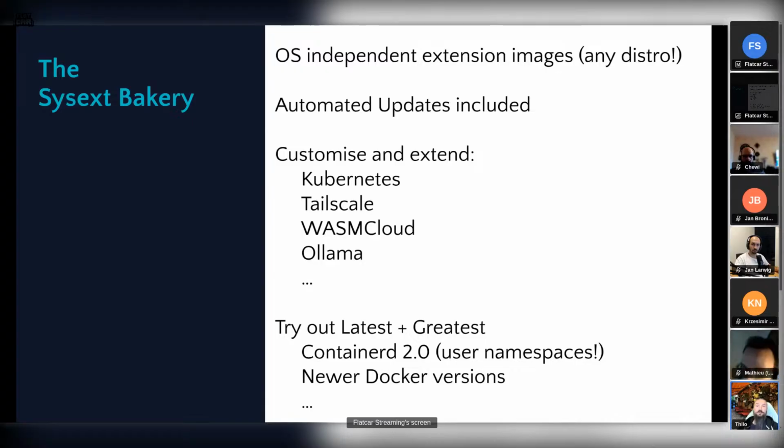It'll also allow you to pilot and test drive the latest and greatest stuff that we haven't integrated in Flatcar yet. Most notably right now, that's Containerd 2.0, which offers user namespaces and a lot of other new features. We haven't fully integrated it in the base image yet, but you could mask the Containerd that is shipped with the base image and go with the Containerd from the bakery, or test drive entirely new Docker versions, which we haven't added to the base image yet. So that's also stuff that you can do with the bakery.